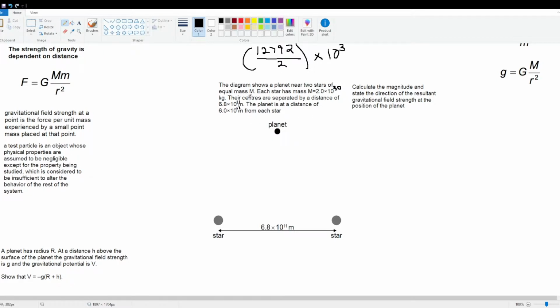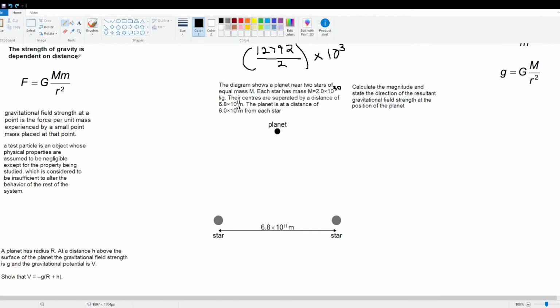So we're going to start with this one here. Okay, so the diagram shows a planet near two stars of equal mass m. Each star has a mass 2 times 10 to the power of 30. Sorry, it didn't transfer over onto the page, so I've just got to write 30 here. 30 kilograms. Their centers are separated by a distance of 6.8 times 10 to the power of 11 meters. The planet is at a distance of 6 times 10 to the power of 11 meters from each star.